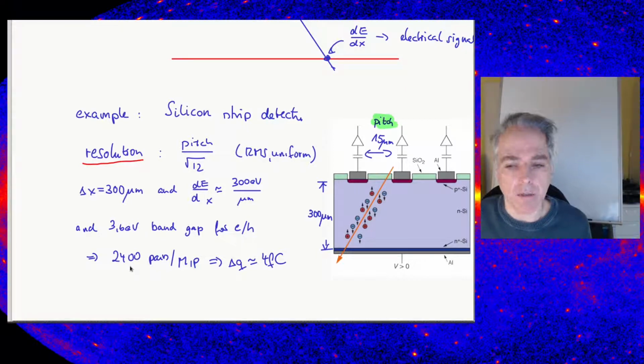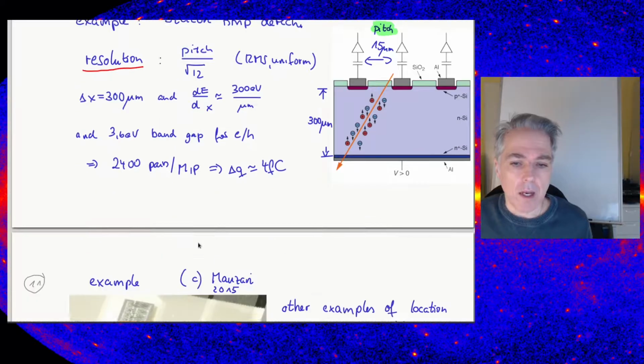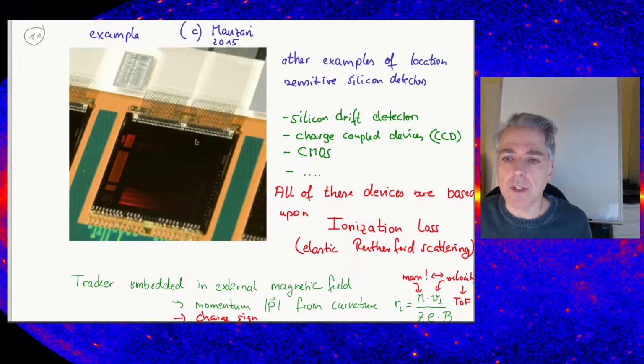You could get less, of course, simply given that ionization losses will not always just deposit 3.6 electron volts. You would basically also produce some electrons with some kinetic energy in the conductive band. But this is roughly just an estimate, and that corresponds to about 4 femtocoulomb that you can collect, amplify, and measure. Now, the realization of such a thing could look like this.